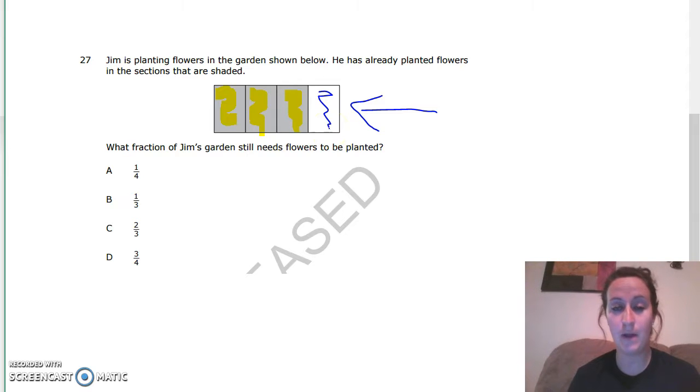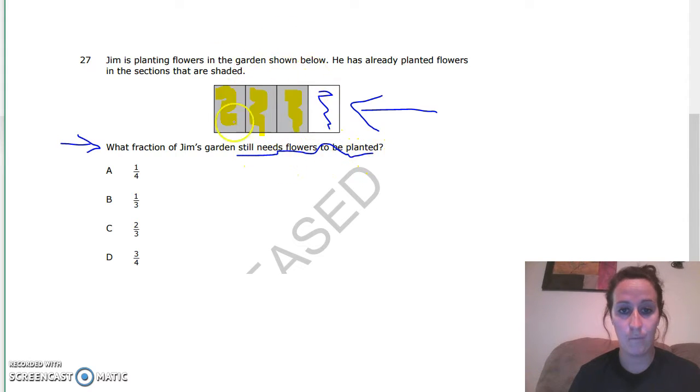So make sure that when you're reading this problem that you really take time to make sure that you understand what each part means. Then we go down here to the question. What fraction of Jim's garden still needs flowers to be planted? So I know that he has already planted something here, here, and here. So what should you be thinking in your head? Which part still needs flowers? When you think of that, you should automatically think this unshaded piece. So there's one part that needs to still be planted with flowers.